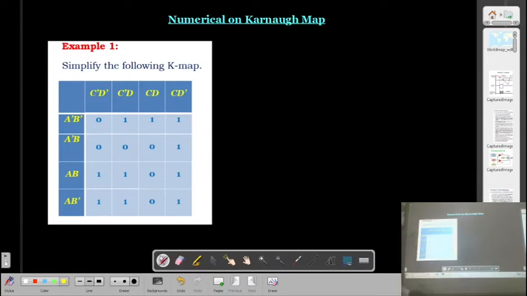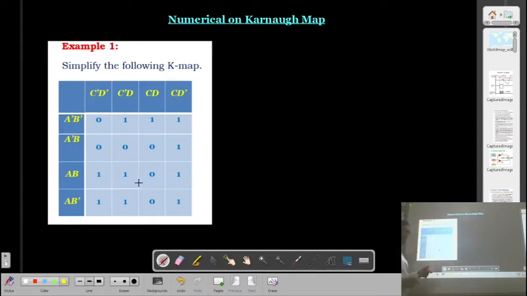Here we have this example 1. Simplify the following Karnaugh map. Here the Karnaugh map is already given and the positions of the min terms are already present. In certain positions the high levels are there and in certain positions the low level is there, and we have to concentrate only on the positions of the high levels. So first of all you have to find out, is there any octet, a group of 8 high levels? Here you can see that it is not possible. The group of 8 high levels is not there.